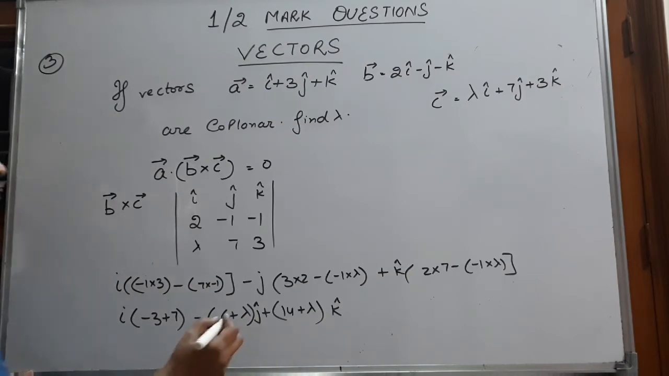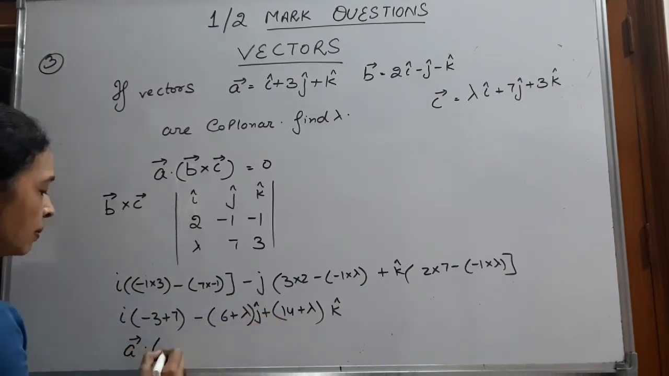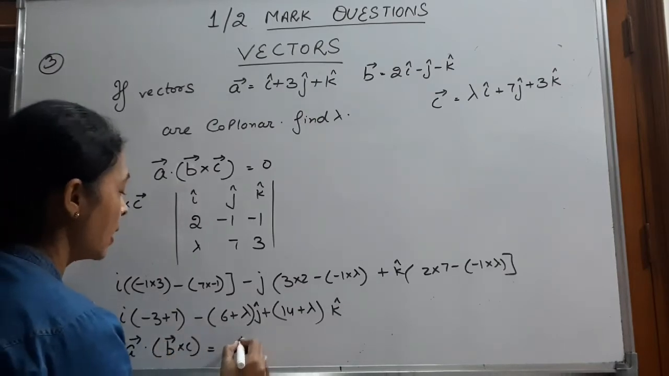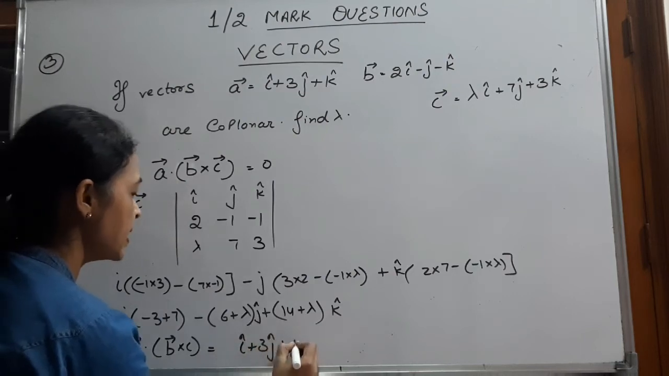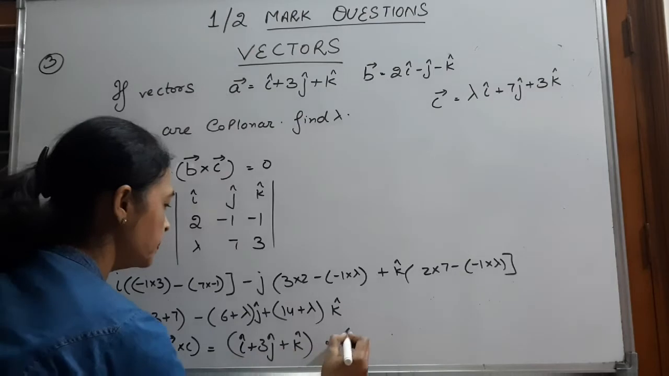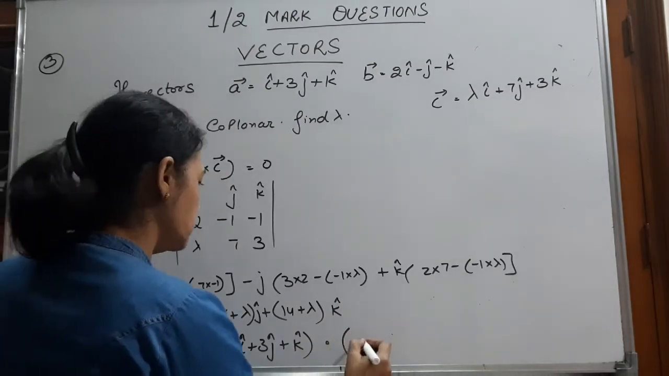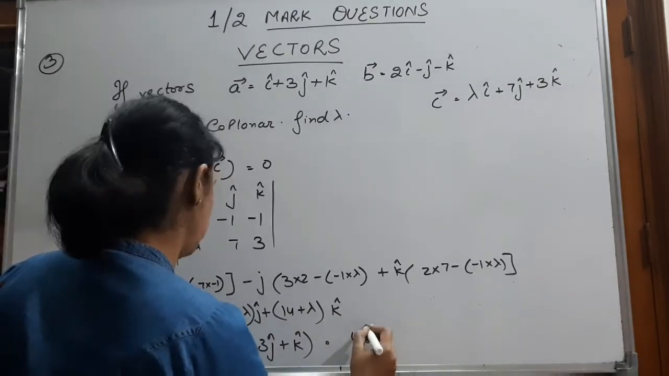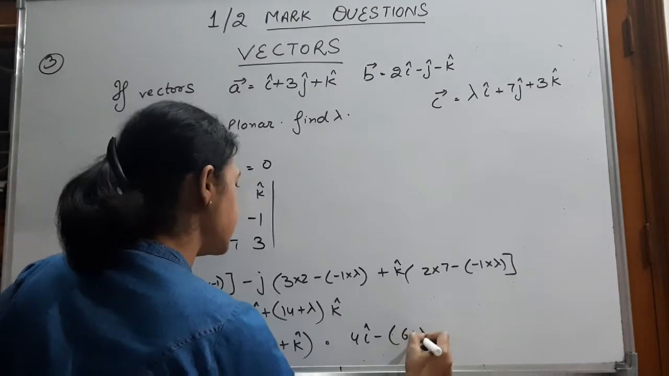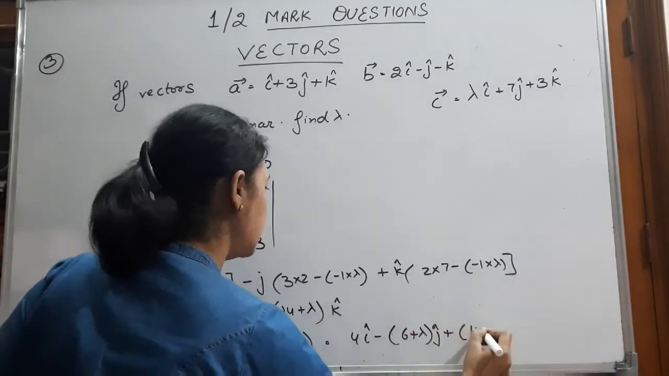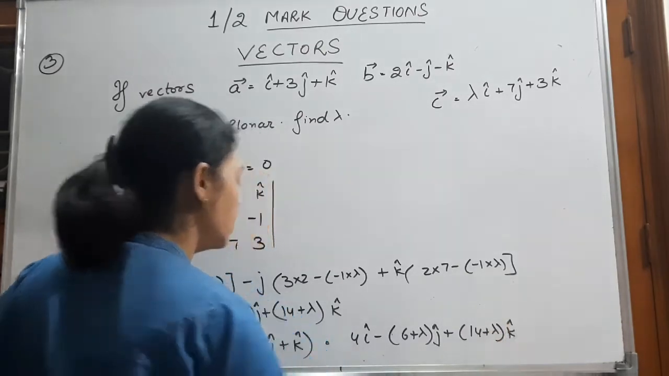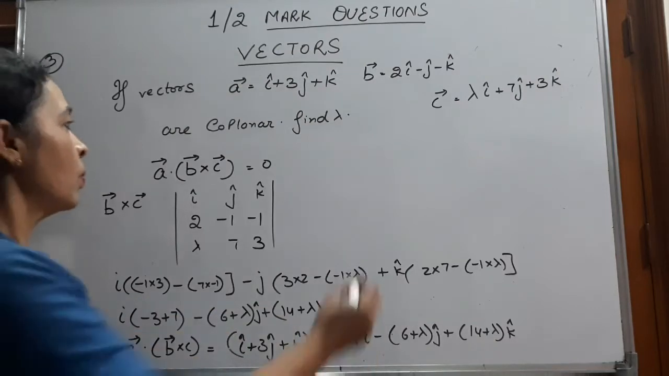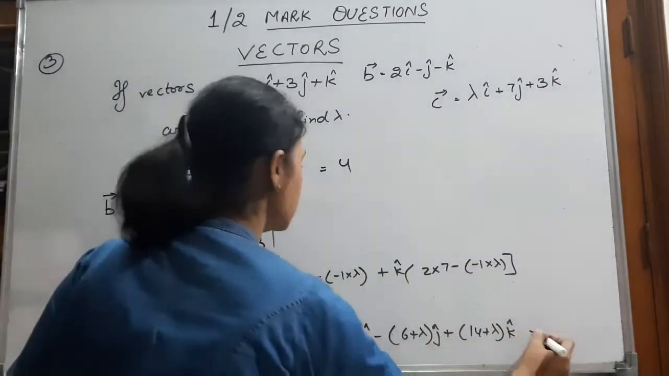Now what we have to find? We have to find vector A dot B cross C. Vector A is i cap plus 3j cap plus k cap dot minus 3 plus 7, that is 4i, minus 6 plus lambda j plus 14 plus lambda k. For the dot product, we will multiply the components of i with i, 1 into 4, and this equals 0.